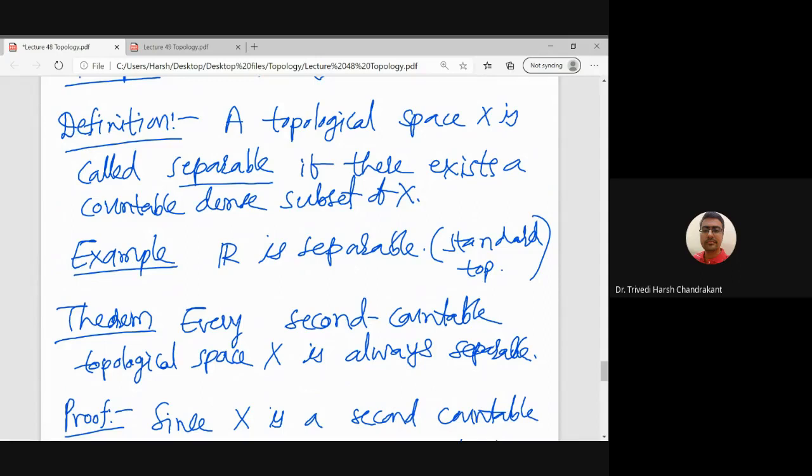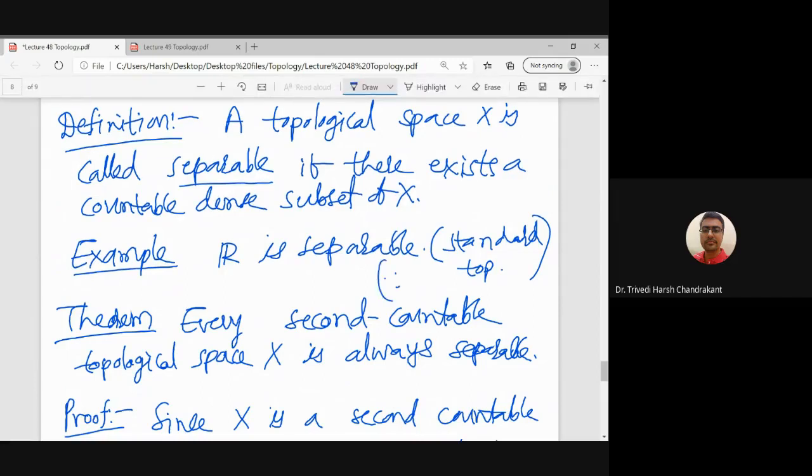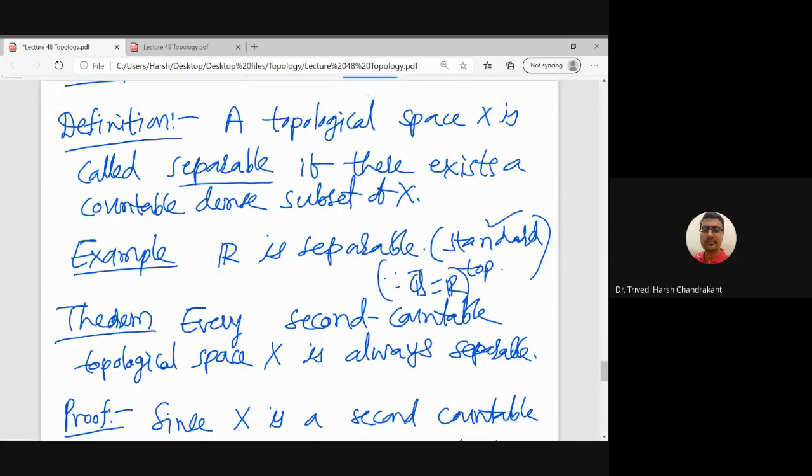So again, here the example is that R is separable with respect to the standard topology, because the closure of Q is R. So here also the reason is that the closure of Q is R, where the closure we are taking is with respect to the standard topology.